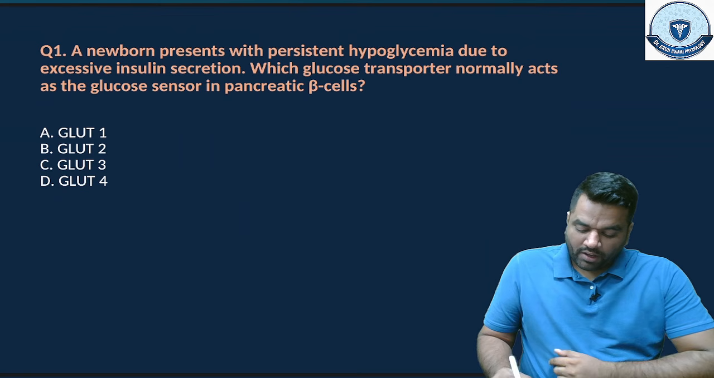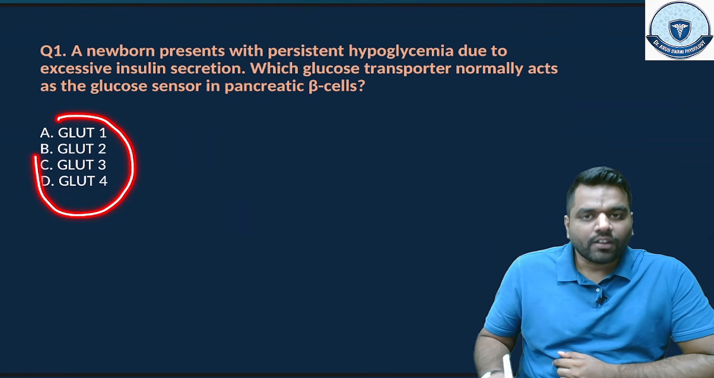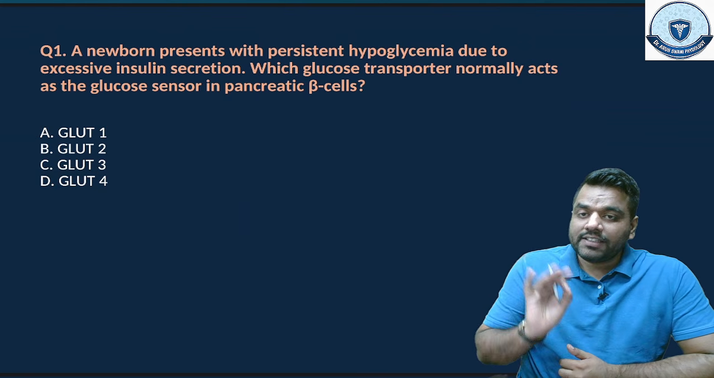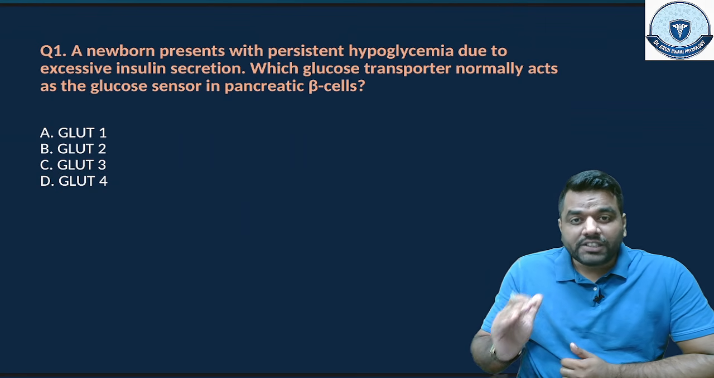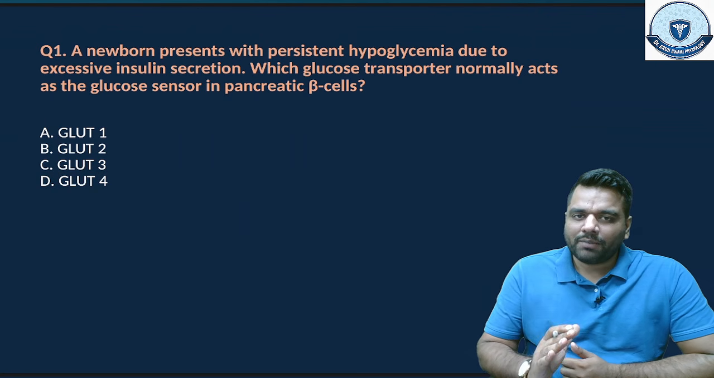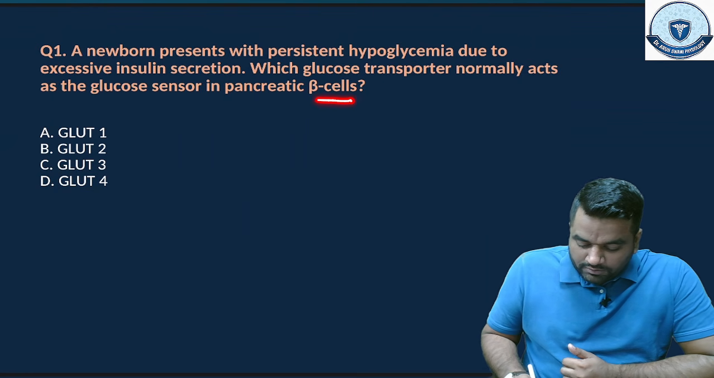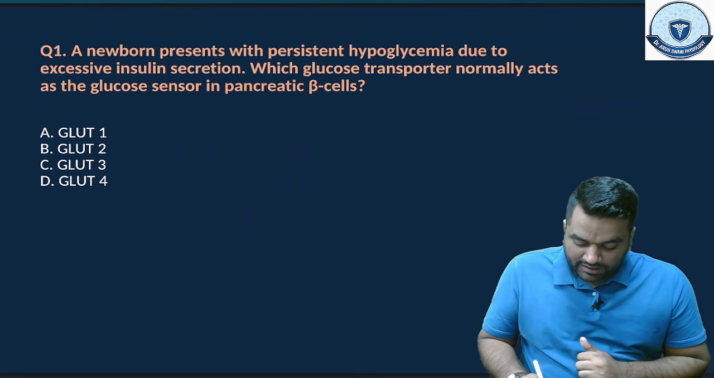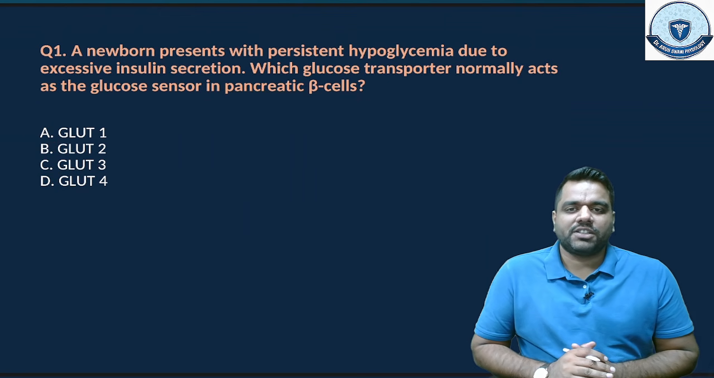Please pay attention. Whenever you see these MCQs from the GLUT part, guys, normally you think about GLUT4. But the catch in this MCQ is that it is not asking which transporter is present in the adipose tissue, skeletal muscle or cardiac tissues. Guys, this is asking which transporter is actually present in the pancreatic beta cell, and in the pancreatic beta cell this is GLUT2.